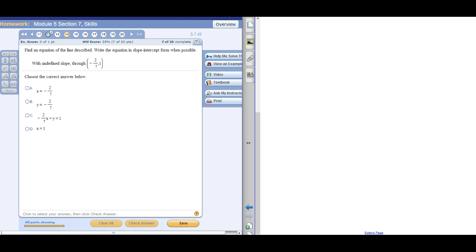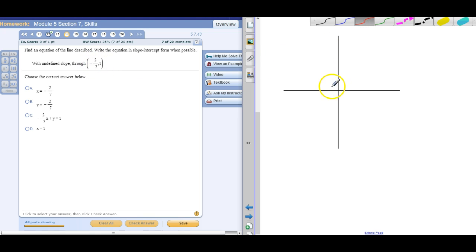So what's happening visually? There's our x-axis. There's our y-axis. We have a point at -2/7 and 1. So there's our point. I'll make it a little bit bigger. Okay. So what we want is a vertical line that's going to go through that point. The x coordinate is -2/7, the y coordinate is 1, and since it's vertical, the line would look something like this.